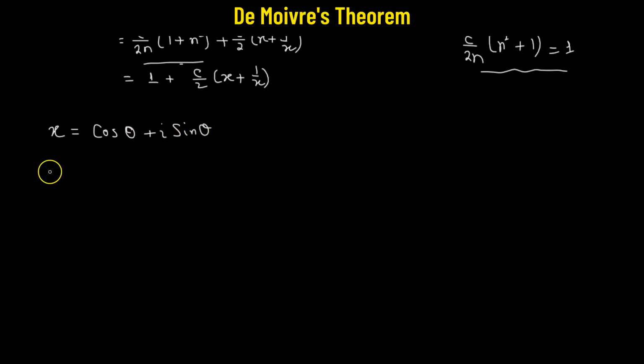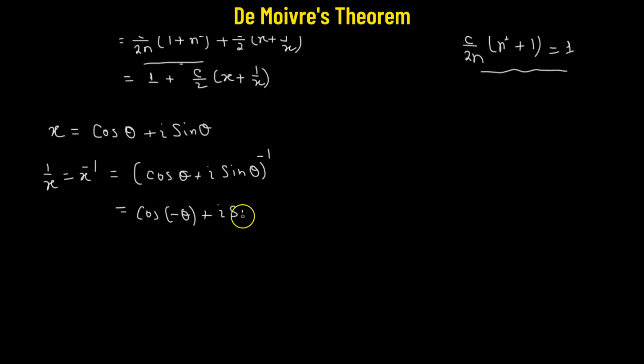And if we take 1 over x, the 1 over x is actually x raised to the power of negative 1. In place of x, we can replace cosine of theta plus iota times sine theta, whole raised to the power of negative 1. Using de Moivre's theorem, we have cosine of negative theta plus iota times sine of negative theta. Now we know that cosine is an even function, so cosine of negative theta will be simply cosine theta, but sine is an odd function, so we will have negative iota times sine theta. So this is the value of 1 over x.